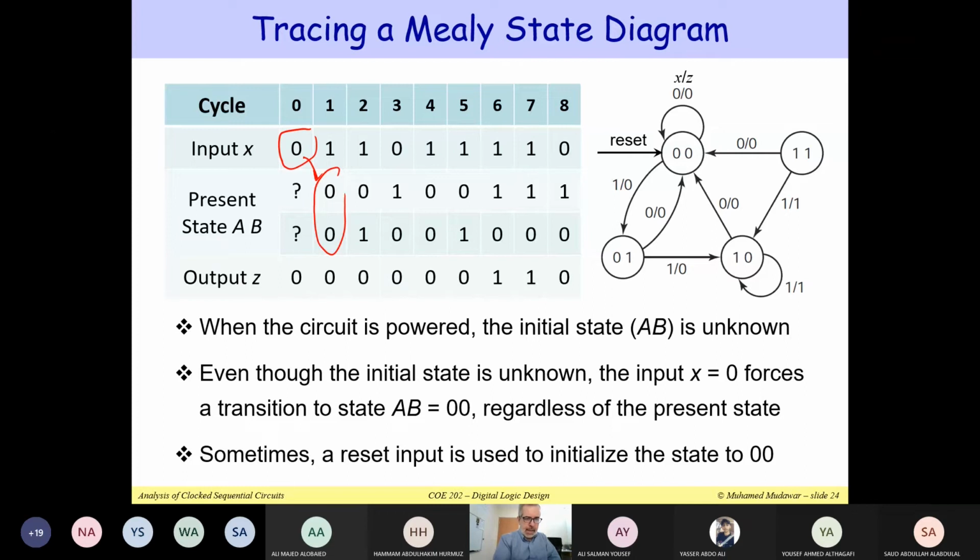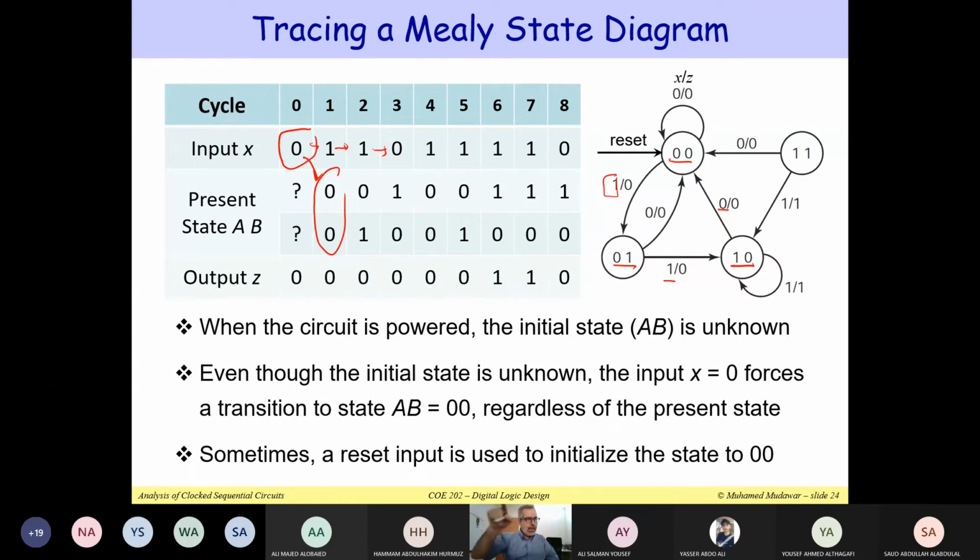And then after that, we can start applying certain inputs, cycle by cycle. We started with input x equal to 0, then 1, then 1, then 0. And this is to make transitions. So this is x equal to 1, then this will take me from 0, 0 to 0, 1. Then I apply another 1. This will take me to 1, 0. Then I apply 0. This will take me back.